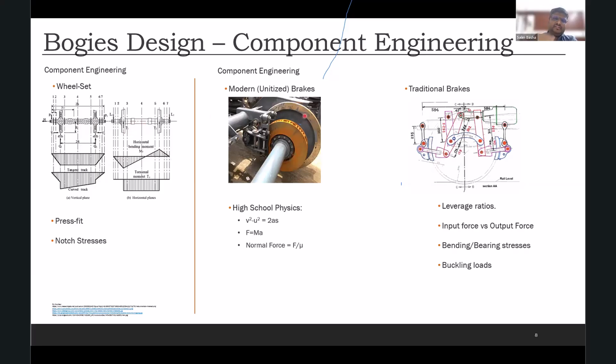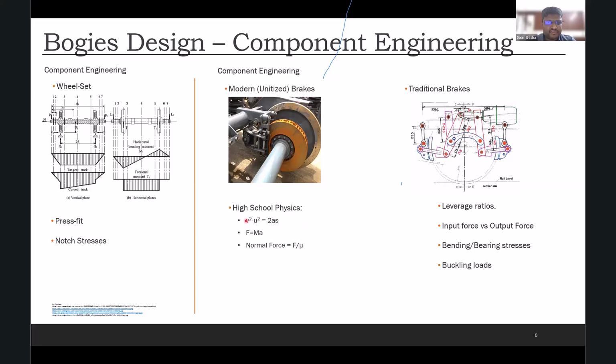And then talking about the brakes, the next component that we design is the brakes. And to start with, designing the brake is like high school physics, as I have mentioned here. We have seen these equations in our high school, and the same equations, with some minor modifications or with some realistic coefficients, become the equations for us in real life. But otherwise, the fundamentals are still the same as we might have studied in high school.